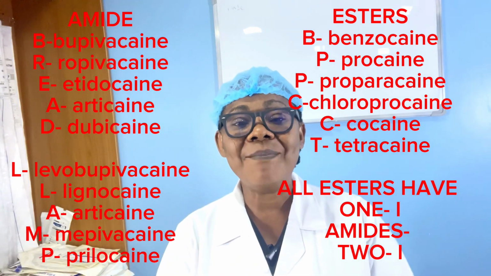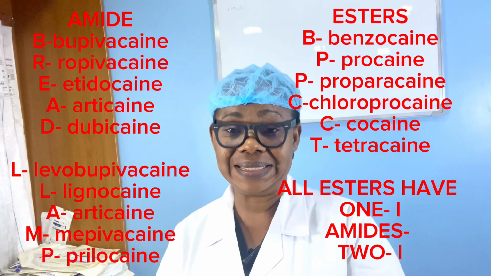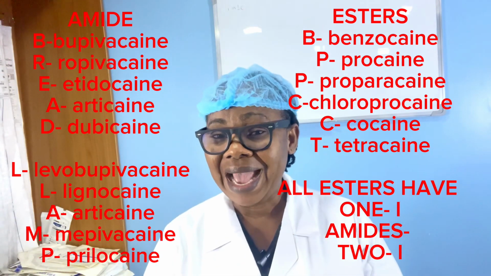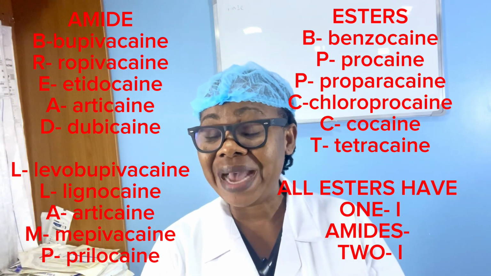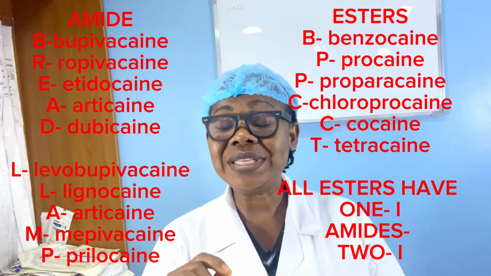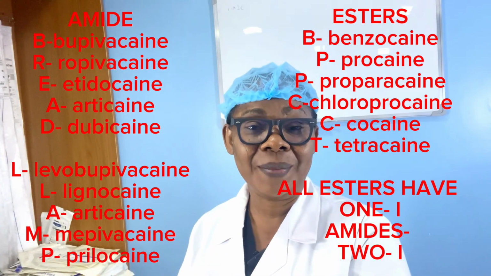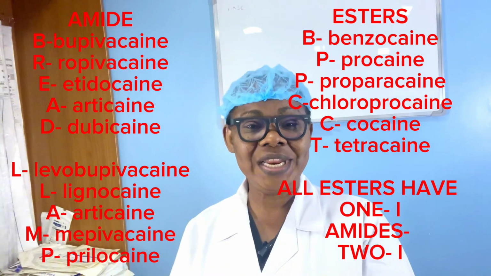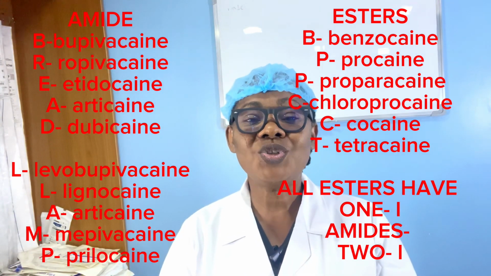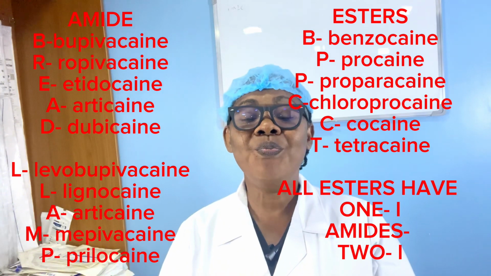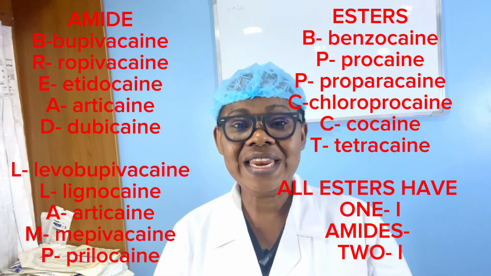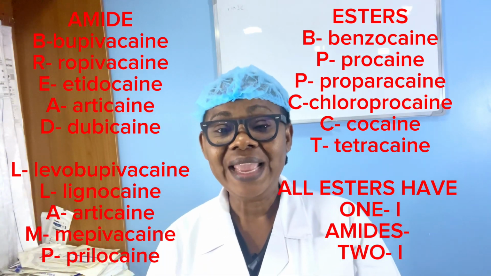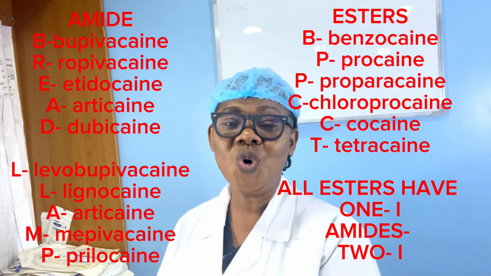When you talk about mechanism of action, I told you the mechanism of action is the same. Then you talk about metabolism. All amides are metabolized in the liver except articaine. Articaine is metabolized just like the way esters are metabolized. They are metabolized in the plasma by plasma cholinesterase. Some we call it plasma pseudocholinesterase. Others we call it butyryl cholinesterase. In essence, all esters are metabolized in the plasma by plasma pseudocholinesterase.